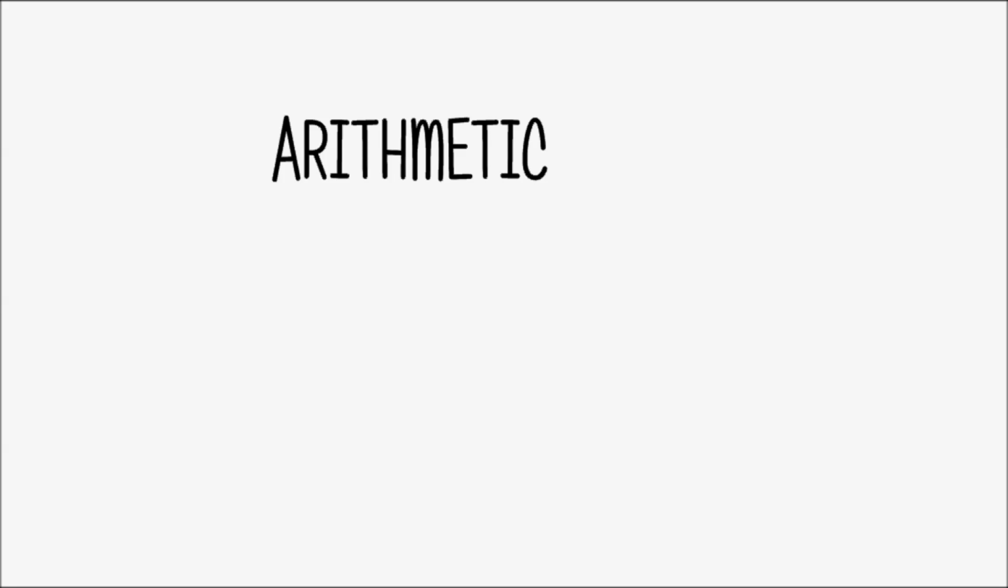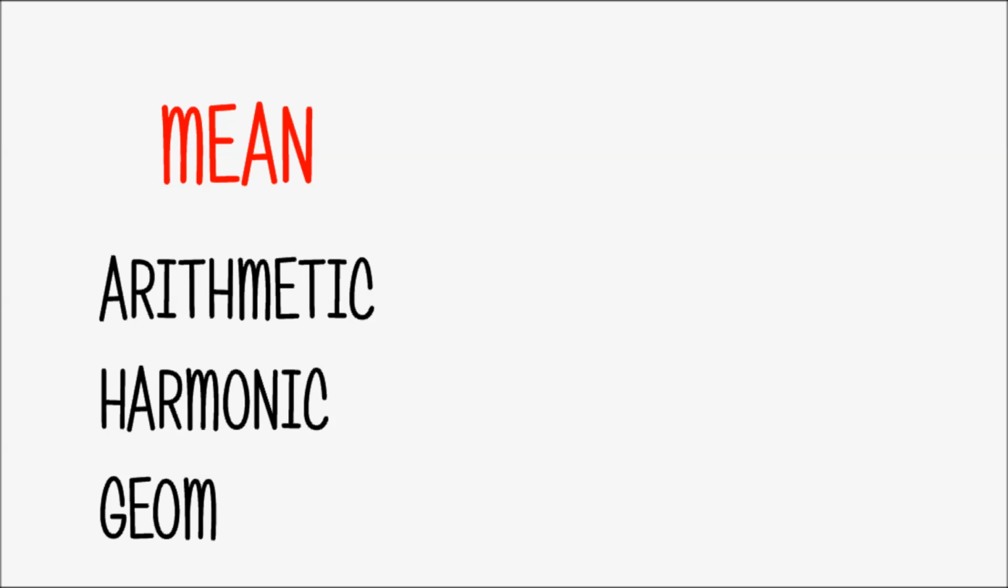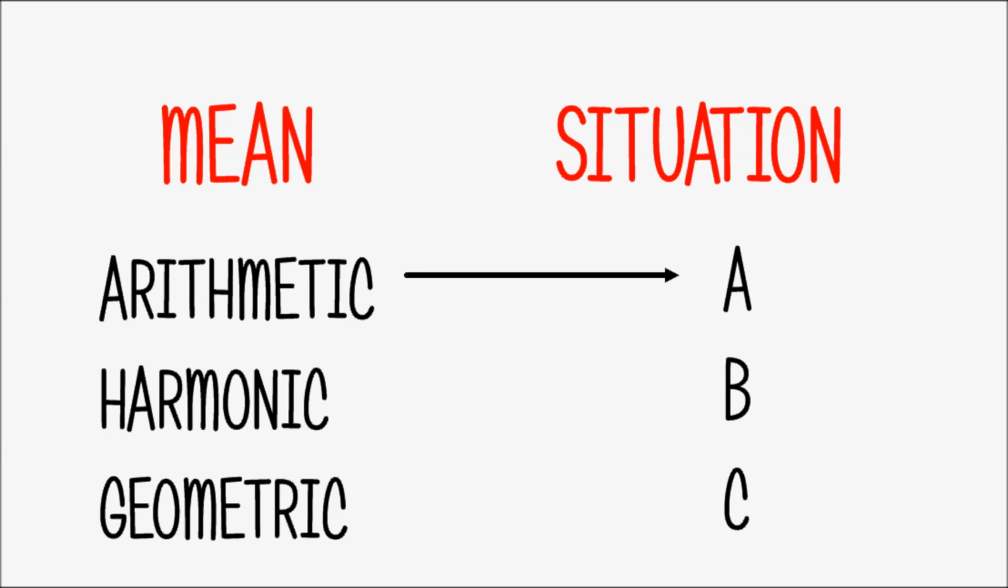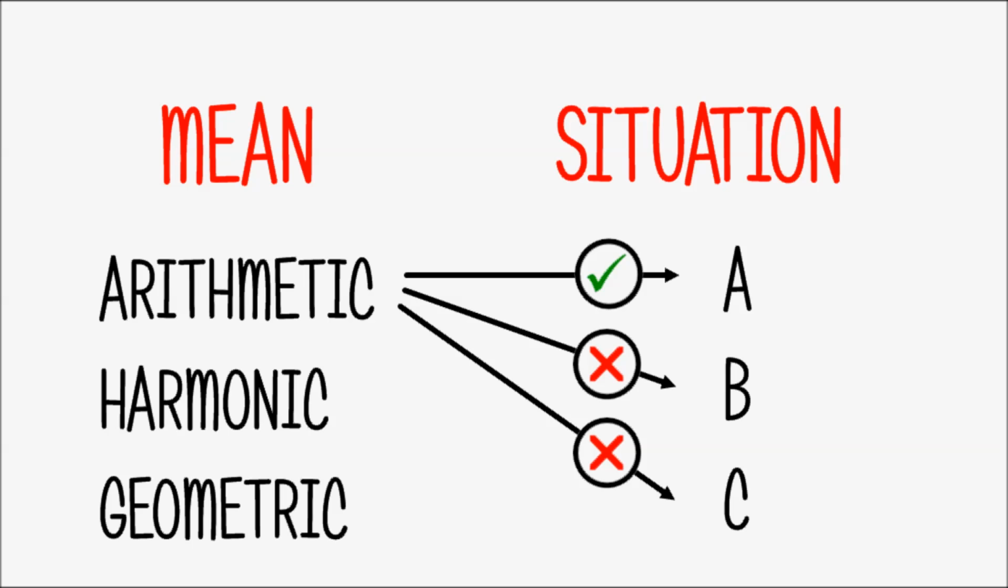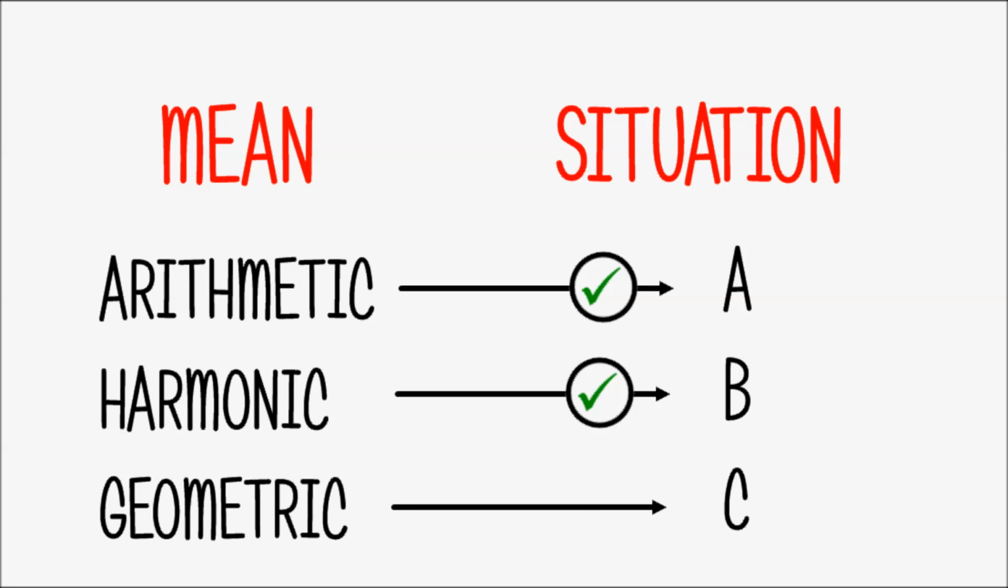In this clip, I will explain two additional means, namely the harmonic and the geometric mean. The reason is, while the arithmetic mean is good in certain situations, there are other situations in which it simply doesn't do the things that we'd expect from an average value. And that's why we need some alternative ways to calculate a mean.